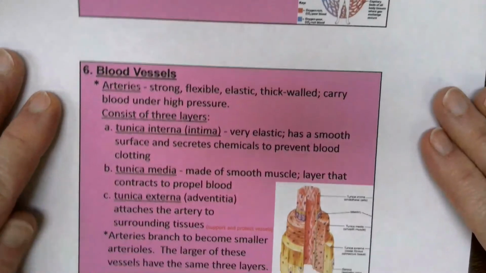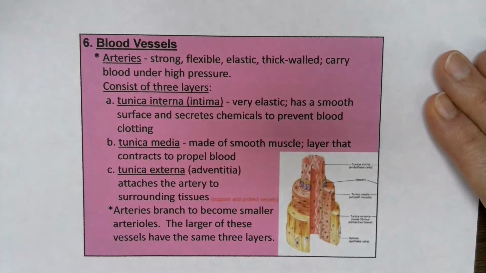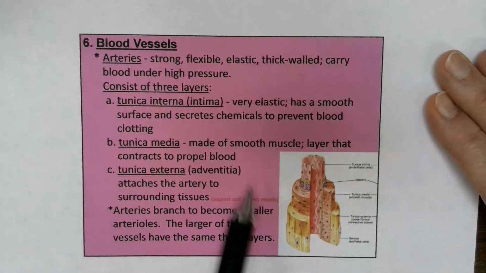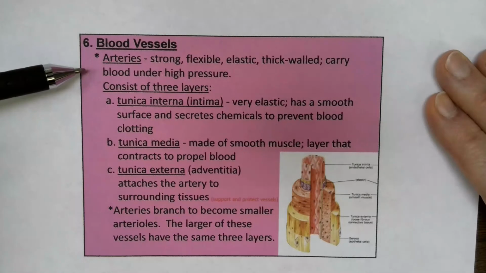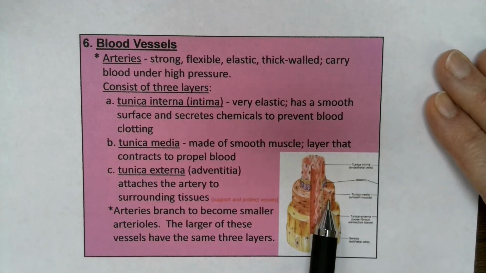We're going to talk about characteristics of arteries versus veins versus capillaries. So arteries, they're really strong, they're very flexible, they're really elastic, they're very thick-walled, and they carry blood that's under high pressure, okay? So they tend to be deeper in the body than a vein will, right, because of the pressure that the blood is under. You can see a diagram here with a really thick wall of tunica media.